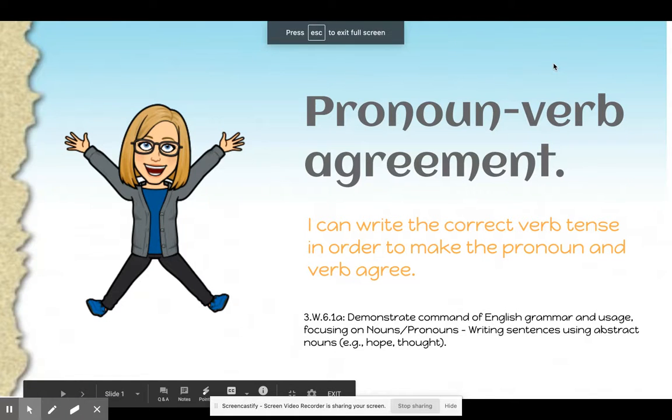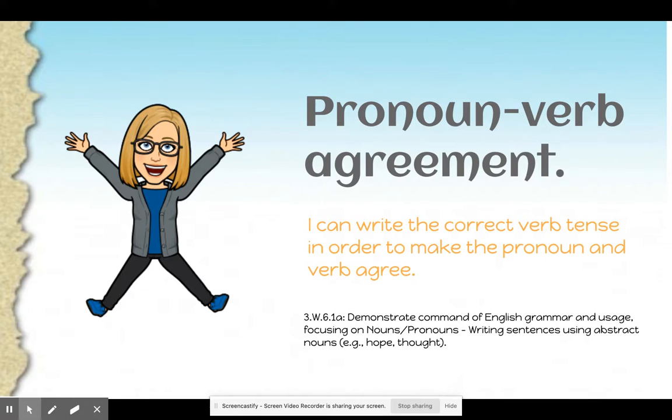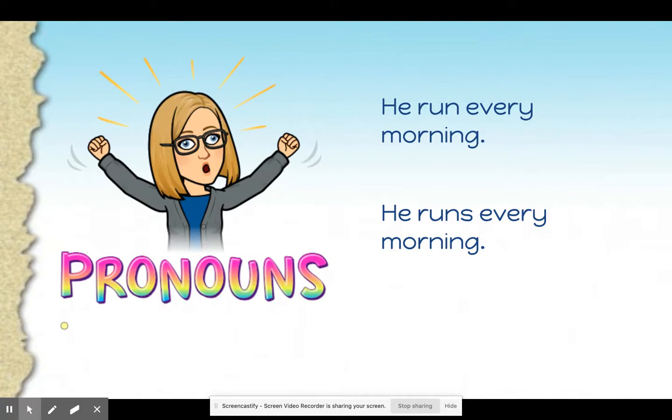Guys, we are going to continue working on pronoun-verb agreements. And our goal for today is: I can write the correct verb tense in order to make the pronoun and verb agree. So we are going to be writing the correct verb tenses to complete the sentences. All right, so looking at these two sentences, which one is correct? He run every day. He runs every morning.